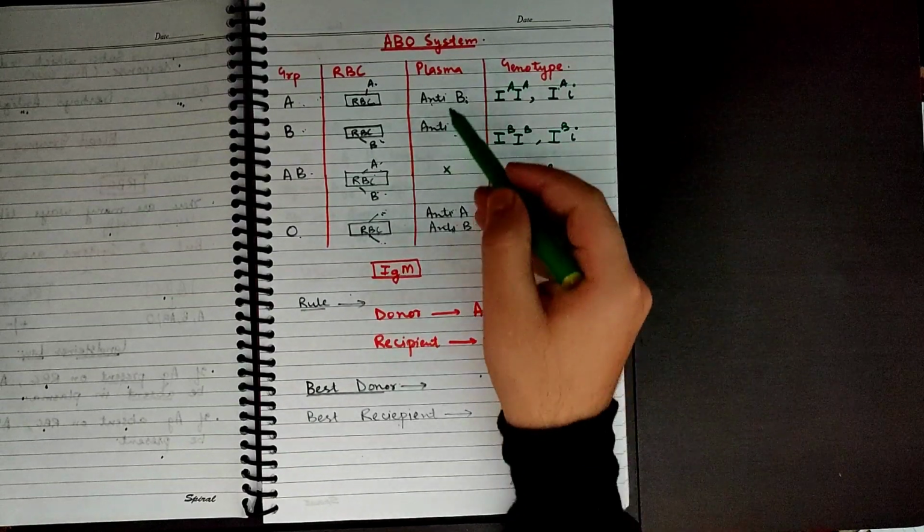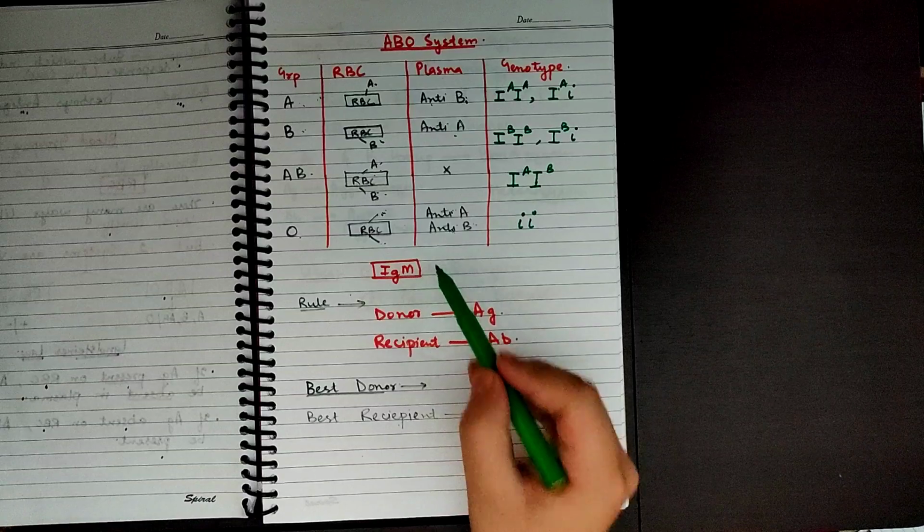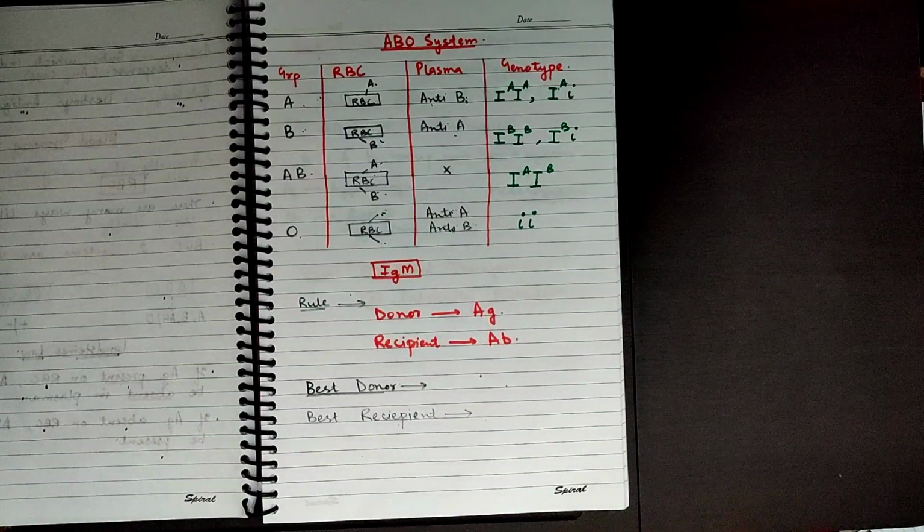Okay, all these antibodies belong to the IgM category of antibodies. IgM antibody is the largest antibody. It's known as the millennial molecule. And it is pentavalent. It has 10 binding sites.